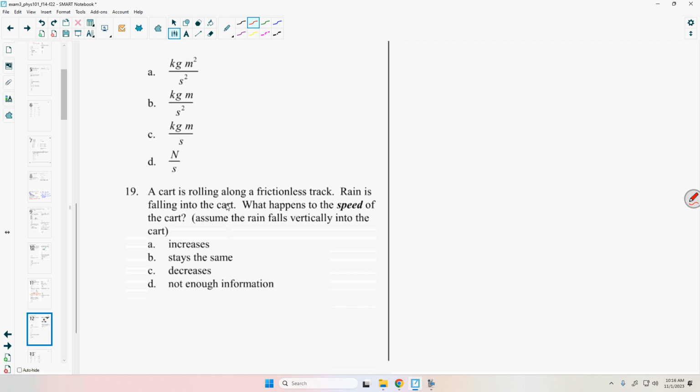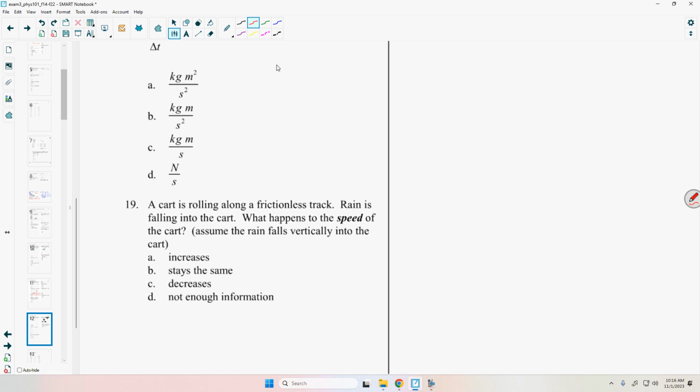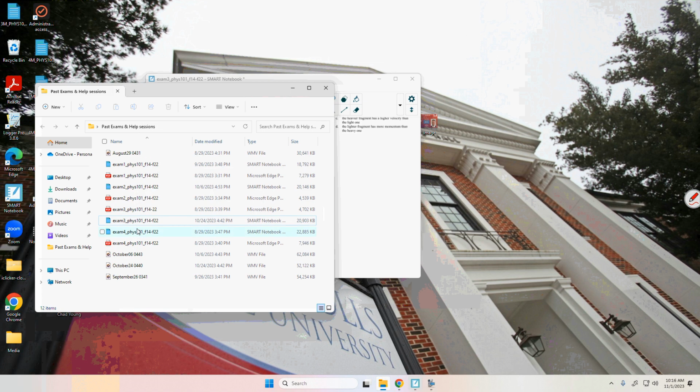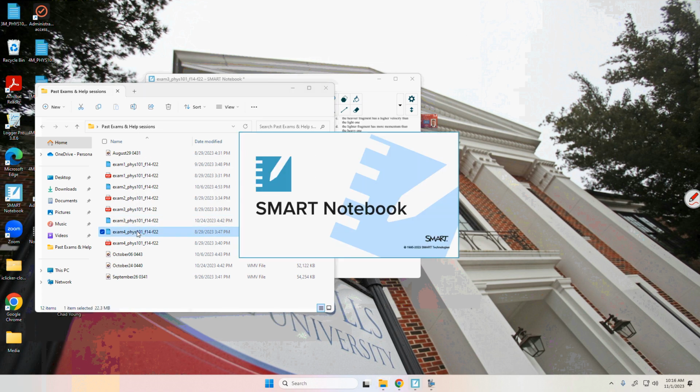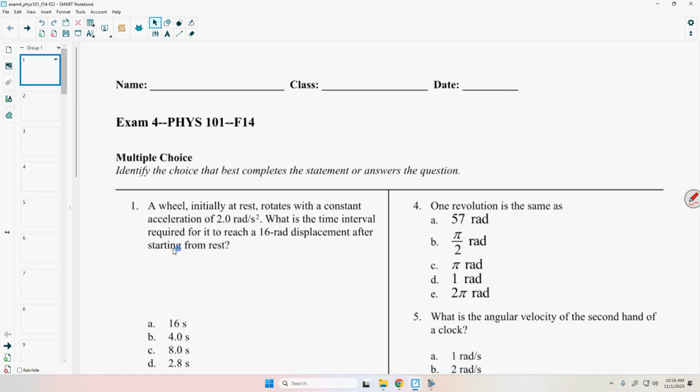If you want to look into exam 4 as well, exam 4 has rotation problems on the back of your book. I'll go and open it up. So look at exam 4. The first probably 4, 5, or 6 of those are probably rotation problems.